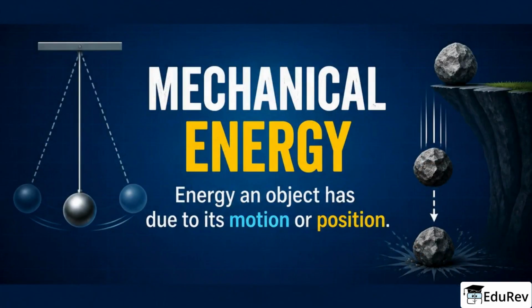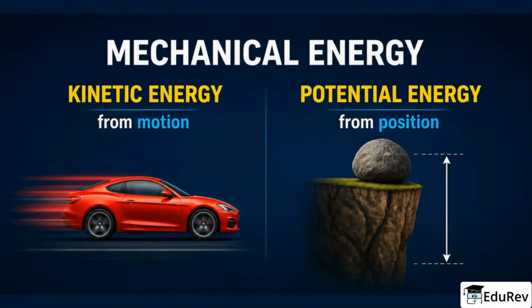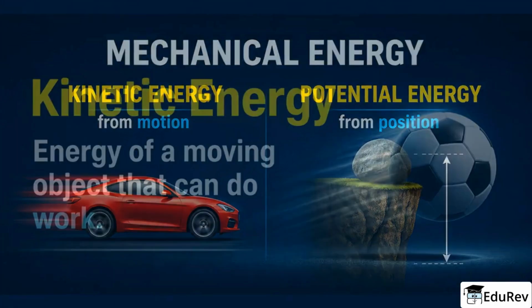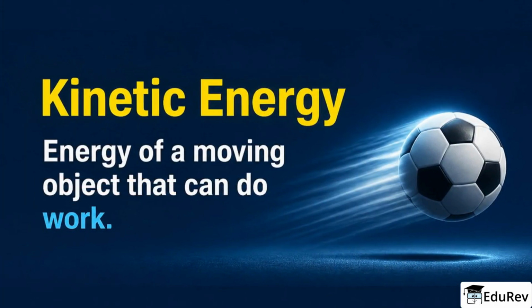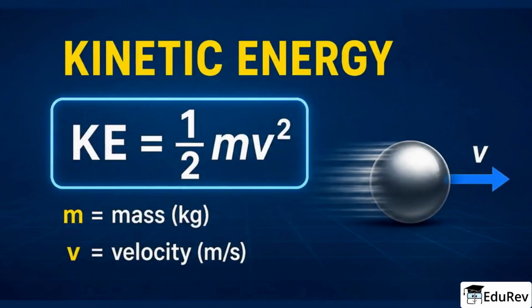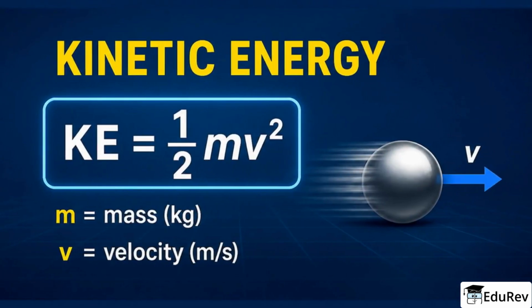Mechanical energy is the energy an object has because of its motion or its position. It has two parts: kinetic energy, which comes from motion, and potential energy, which comes from position. Kinetic energy is the energy an object has due to its motion, and it tells us how much work the moving object can do. The formula for kinetic energy is KE equals 1/2 times mass times velocity squared, where mass is in kilograms and velocity is in meters per second.